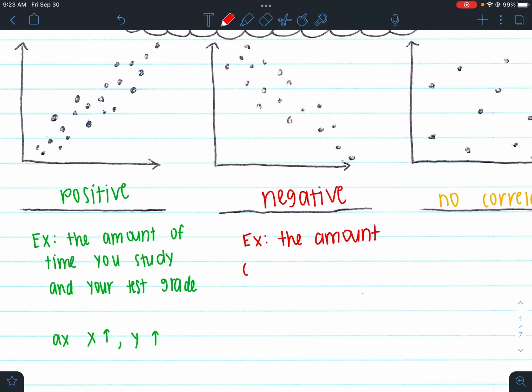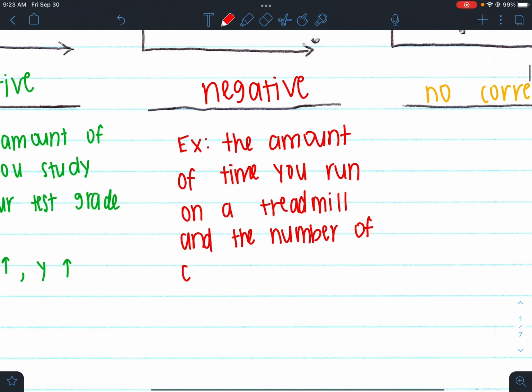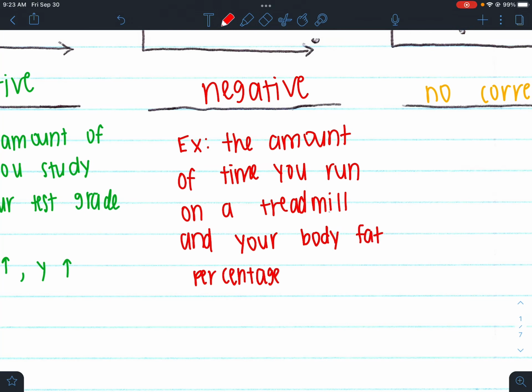Now, if we have a negative correlation, for example, let's say the amount of time, I like to use time as an example because it's pretty easy. The amount of time you run on a treadmill and your body fat percentage. All right, so example, right?